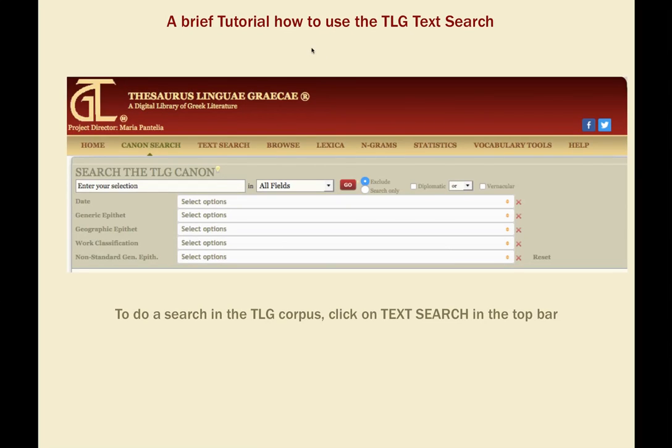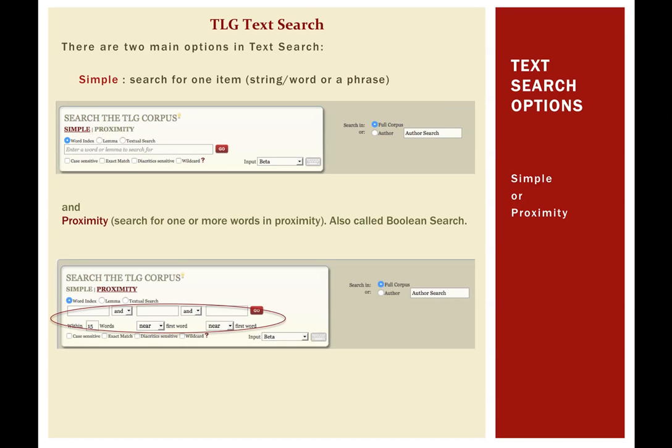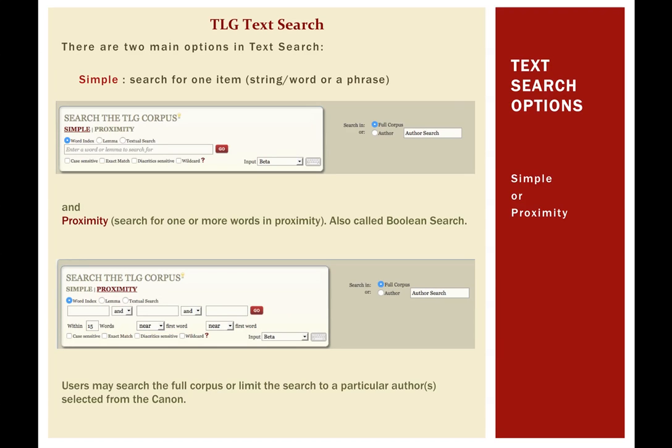Today we will start with a brief tutorial on how to use the TLG Text Search. To do a search in the TLG corpus, click on Text Search in the top bar. There are two main options in Text Search. Simple: search for one item, a string, a word, or a phrase. And Proximity: search for one or more words in proximity. This is also called a Boolean search.